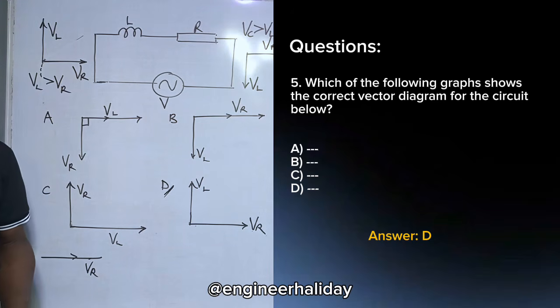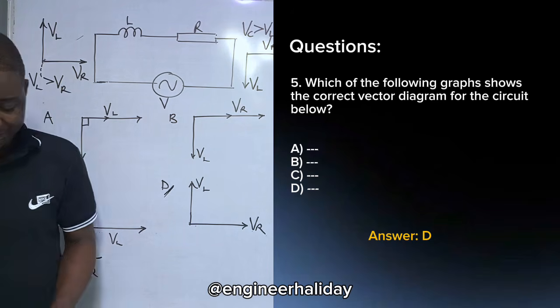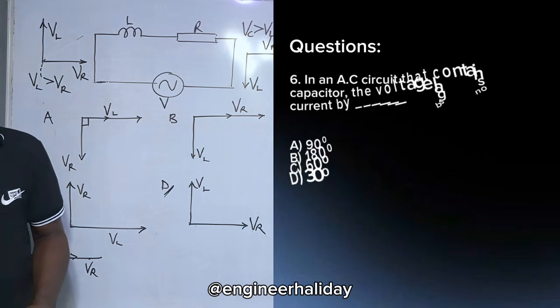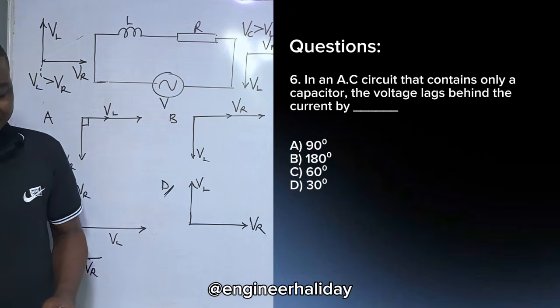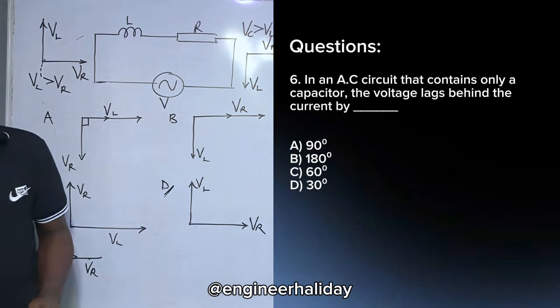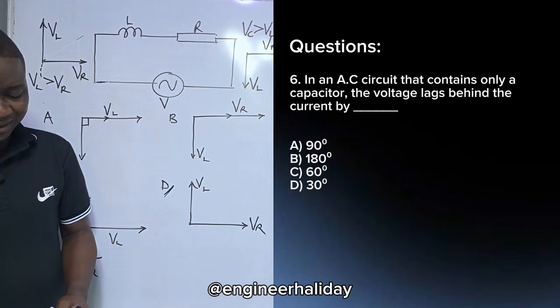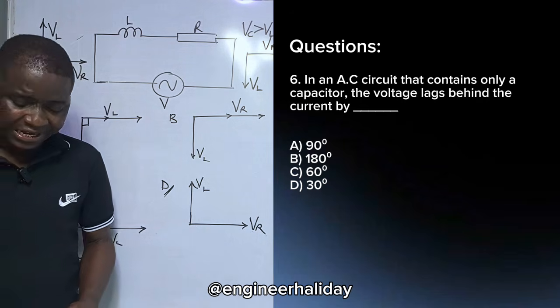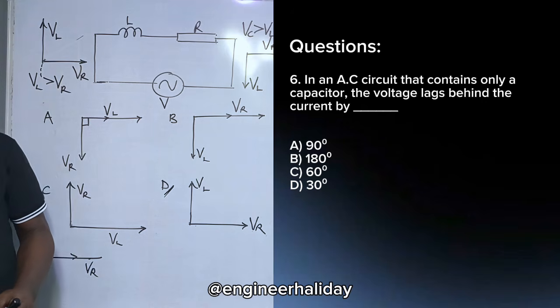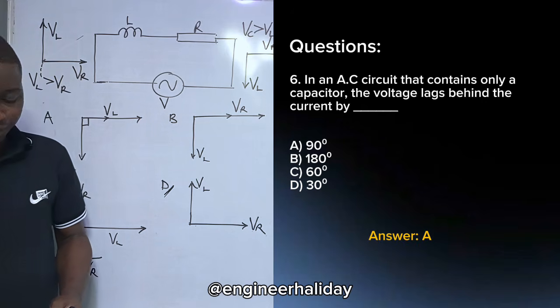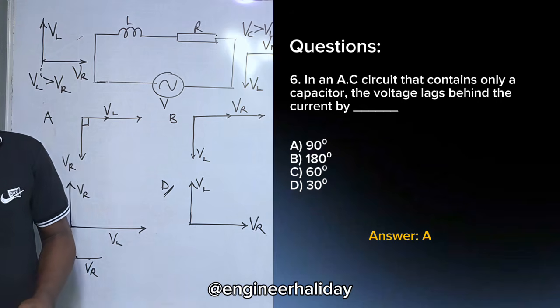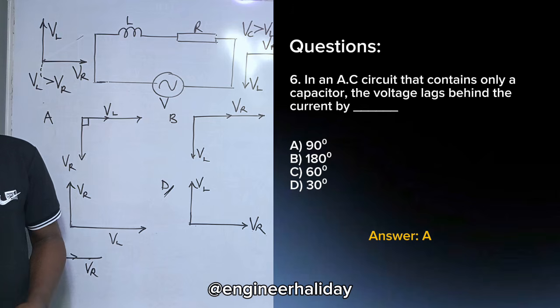So go and watch my video on that so that you can understand what I'm saying. The next question, number 6, says in the AC circuit that contains only a capacitor, the voltage lags behind the current by dash. A, 90 degrees, B, 180, C, 60 degrees, D, 30 degrees. The answer to that question is 90 degrees or pi over 2.